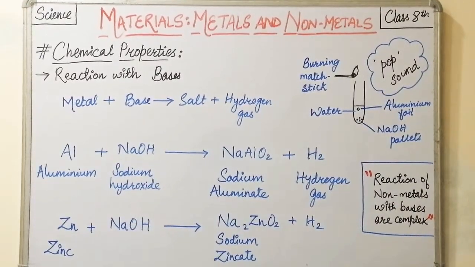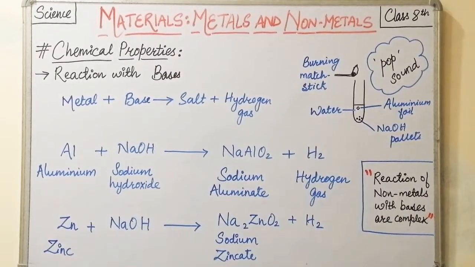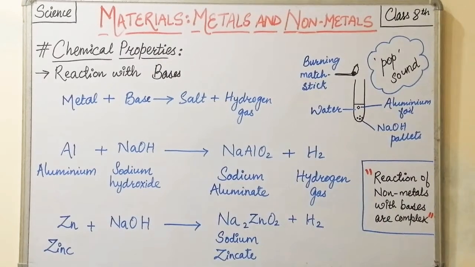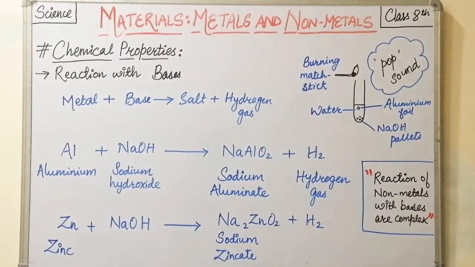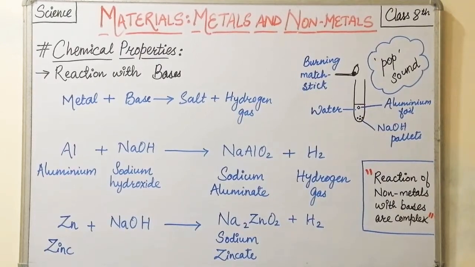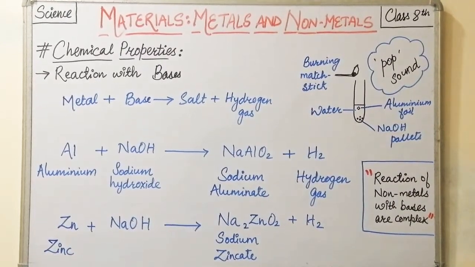Sodium hydroxide, which is a base, when dissolved in water, which is neutral, makes a solution that is basic in nature, and we are adding a metal, that is aluminium foil. Now what will happen when we take a burning matchstick near the end of the test tube? A pop sound comes out. This pop sound indicates the release of hydrogen gas, as we have observed earlier in reaction with acids. So this pop sound tells us that hydrogen gas is releasing and a salt is forming.